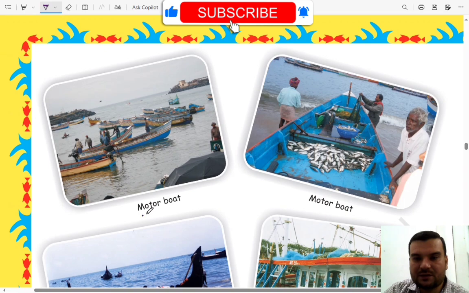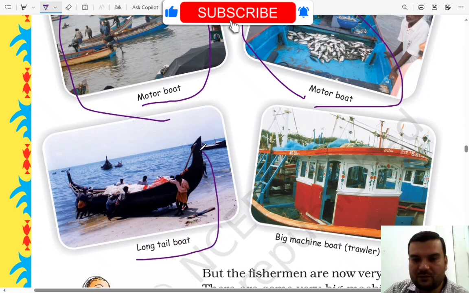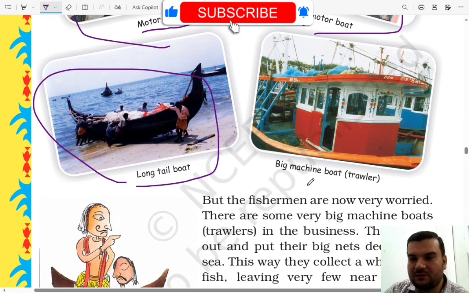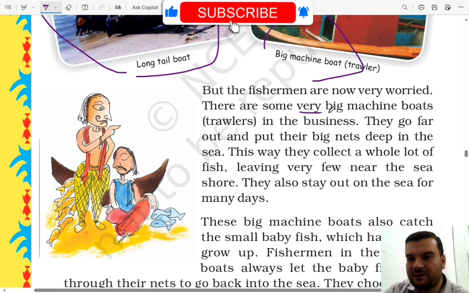Okay, these are all our motor boats. You can see this is a motor boat. Some fishes are there. Okay, a long tail boat. There's a machine boat, known as a trawler. But the fishermen are now very worried. There are some very big machine boats, trawlers, in the business. They go far out and put their big nets deep inside the sea. This way they collect the whole lot of the fish, leaving very few near the sea shore. They also stay out on the sea for many days.